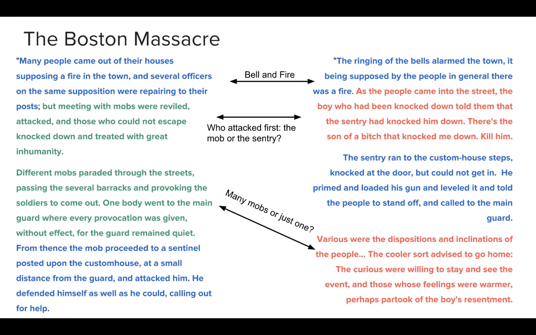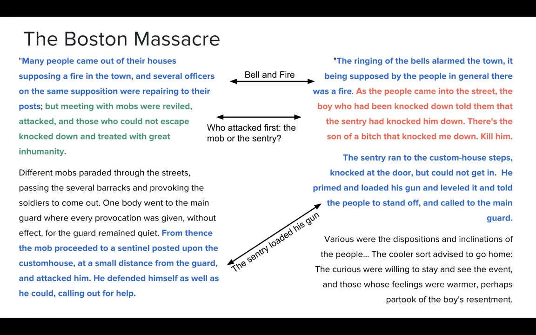There were some cooler ones, who were advised to go home. There were curious ones, and then there were ones that actually agreed with the resentment that the boy expressed after being knocked down by the guard. And also, just on that, we have a similarity in that both Gage and Adams acknowledge that the sentry ended up loading his gun, but for different motivations. Gage says that the sentry loaded his gun out of defense, whereas Adams says that the sentry loaded his gun in an offensive against the mob.